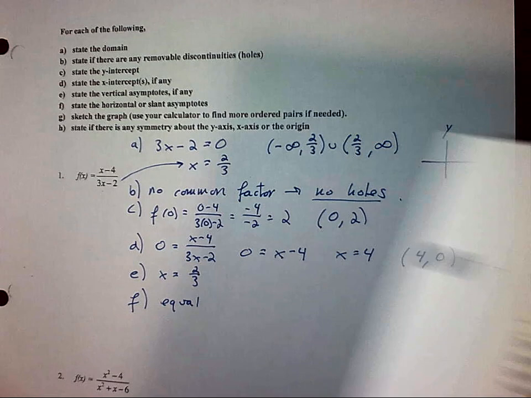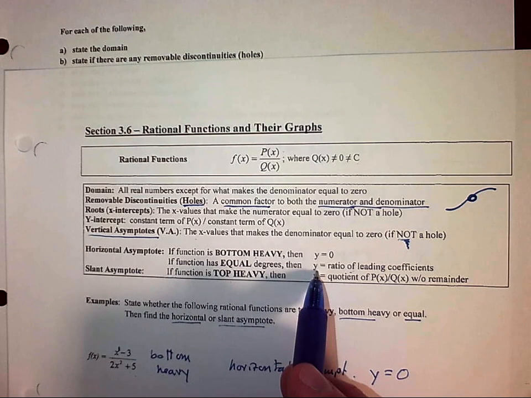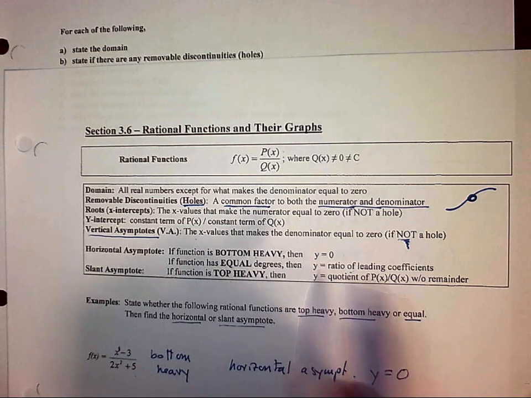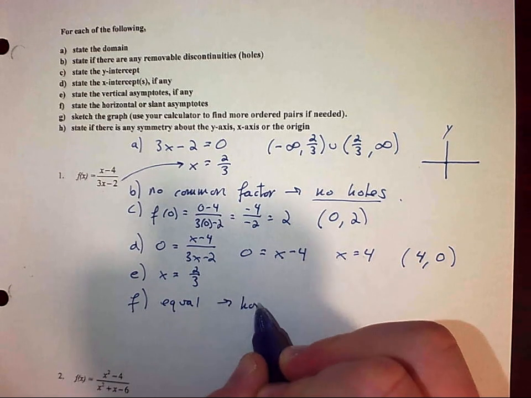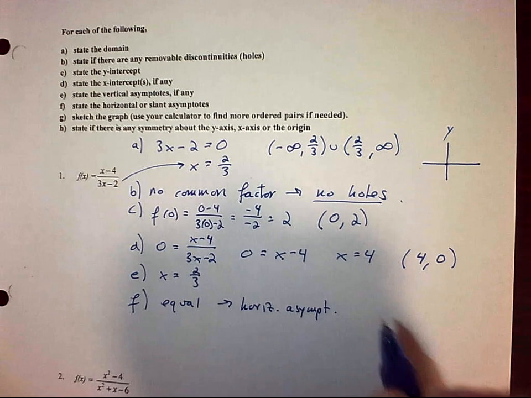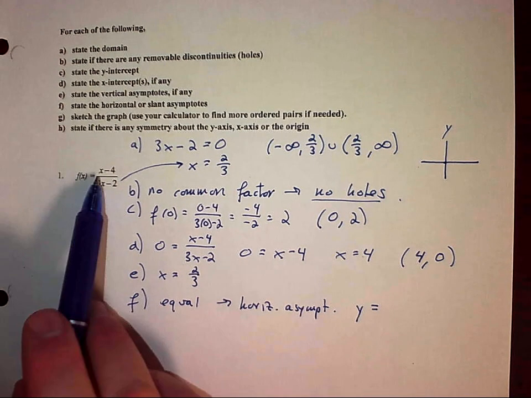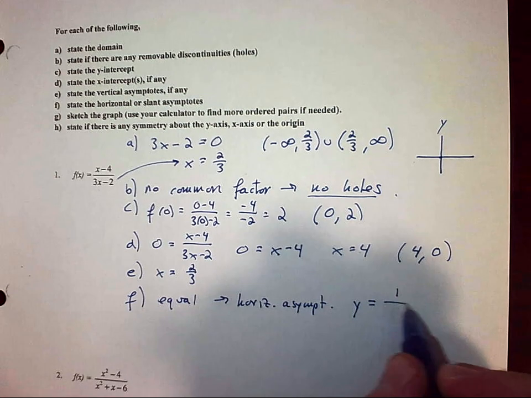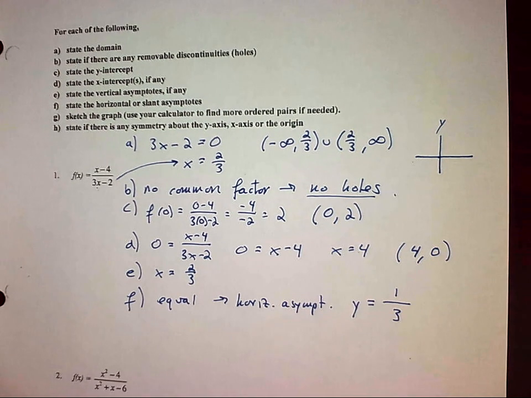And if we're equal, we said that the horizontal asymptote is going to be the ratio of our leading coefficients. So therefore here we're going to have a horizontal asymptote, which is going to be the ratio of our leading coefficients. Our leading coefficient in the numerator is just 1, and the leading coefficient in our denominator is 3. So here we have our horizontal asymptote.